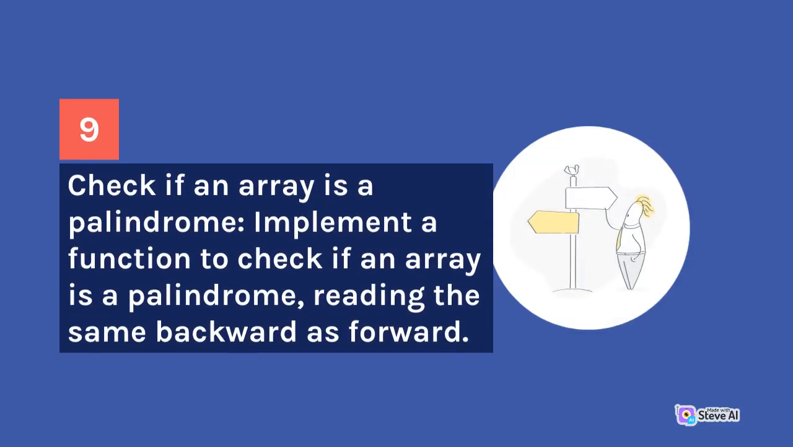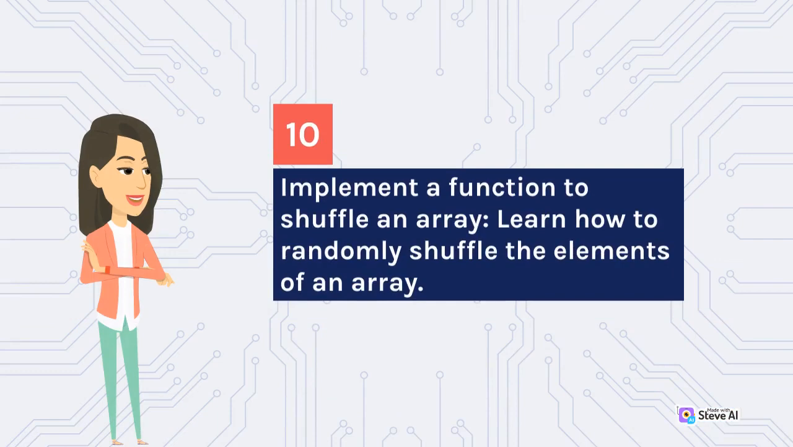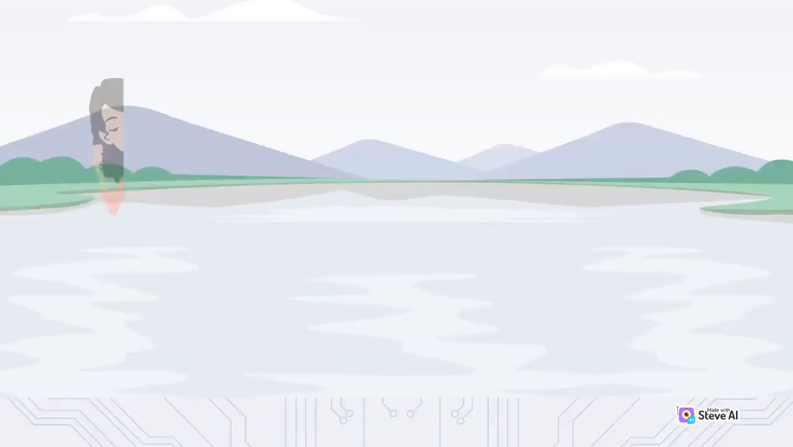Check if an array is a palindrome. Implement a function to check if an array is a palindrome, reading the same backward as forward. Implement a function to shuffle an array. Learn how to randomly shuffle the elements of an array.